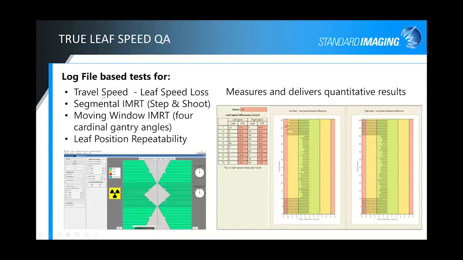But we do the travel leaf speed, which is the true leaf speed, not an average. We do a segmental IMRT step and shoot. We also do moving window. And then we also have a reproducibility or repeatability test as well. There are set leaf patterns within the system that you can use, or you can actually use a clinical leaf pattern as well to test those.